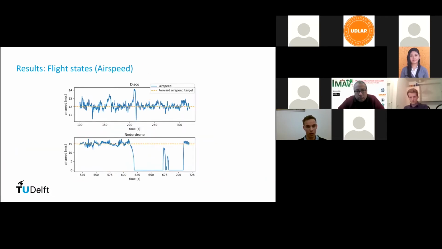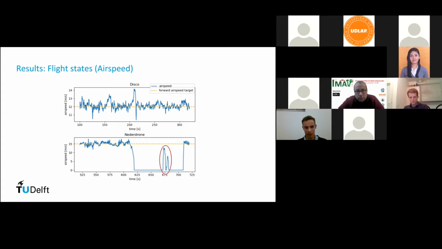Now we also had an airspeed set point for the fixed wing and the Nader Drone. For the fixed wing, the Disco, we see that the tracking of the airspeed was about 1 meter per second accurate. For the Nader Drone, we see the transition in the airspeed plot, indicated now by the red lines. At the position of the red line, the Nader Drone transitioned from forward flight to hover flight. In this case, the airspeed sensor gives 0 meters per second because it's pointing upwards. I will come back to the transition later.